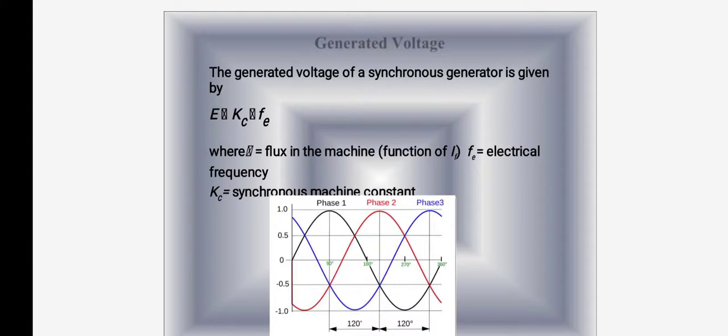The generated voltage of the synchronous generator is given by E equals Kc phi Fe, where phi is the flux in the machine, Fe is the electrical frequency, and Kc is the synchronous machine constant. You can see the three-phase output: phase 1, phase 2, phase 3. Each phase is 120 degrees apart from the others.